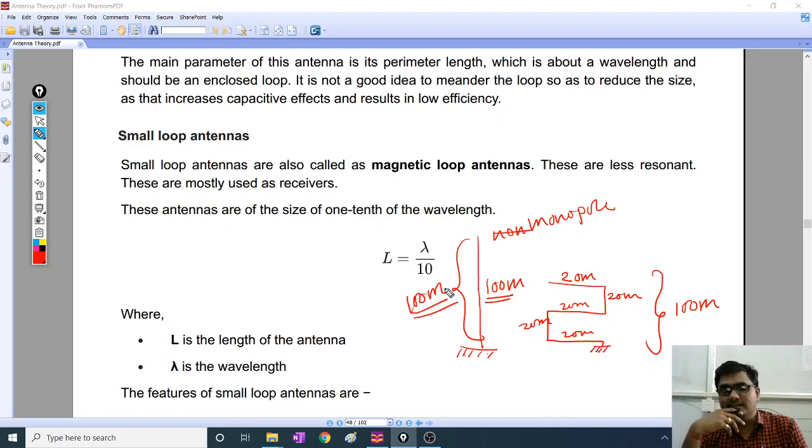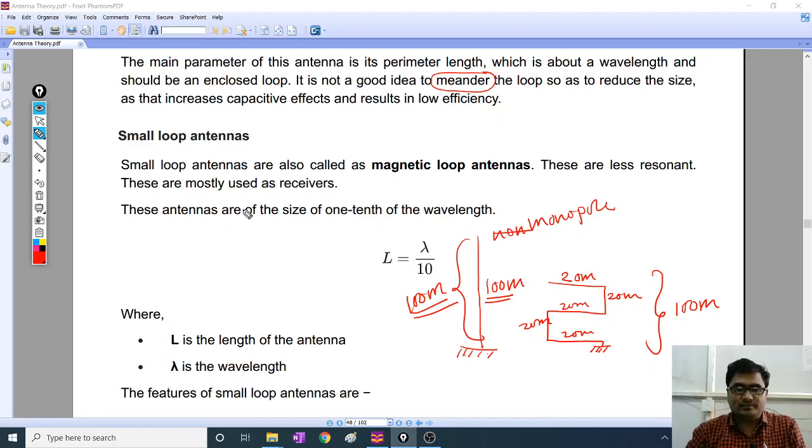But look at the size. The size of the first antenna is different from the size of the other antenna. Why does the second antenna have less size? Because I bent the antenna. That bending is called meander. Understood? The bending concept means I'm compressing the size of the antenna, meandering the antenna. That's the actual meaning of the word meander. So it is not a good idea to meander the loop.